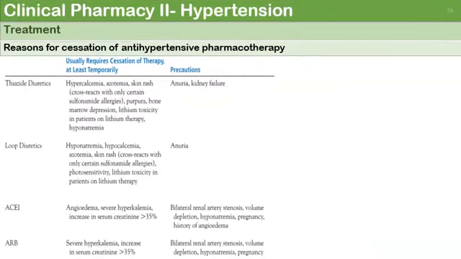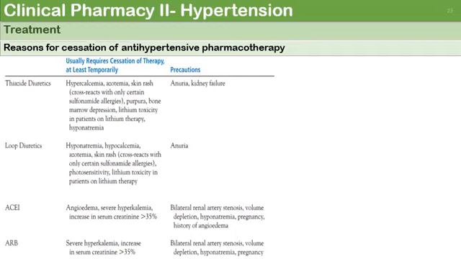Sometimes we need, as we said, cessation of antihypertensive pharmacotherapy. For thiazide diuretics, the causes to stop are anuria and kidney failure, hypercalcemia and azotemia, sulfonamide allergy, bone marrow depression, and lithium therapy. For loop diuretics, the causes to stop are hyponatremia, hypocalcemia, azotemia, anuria, and photosensitivity. For ACE inhibitors: angioedema, severe hyperkalemia, and an increase in serum creatinine greater than 35%.